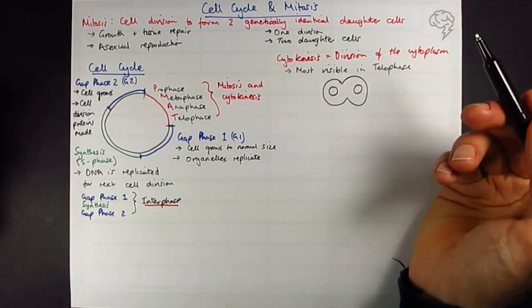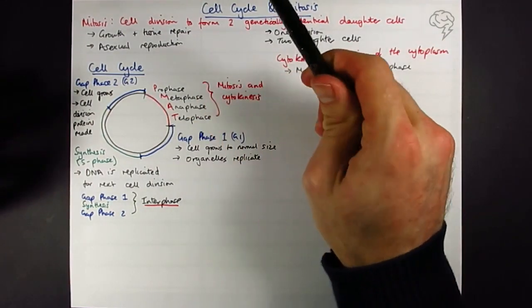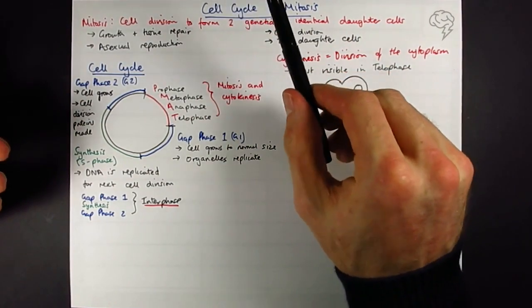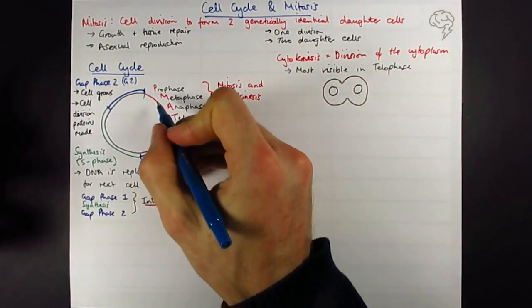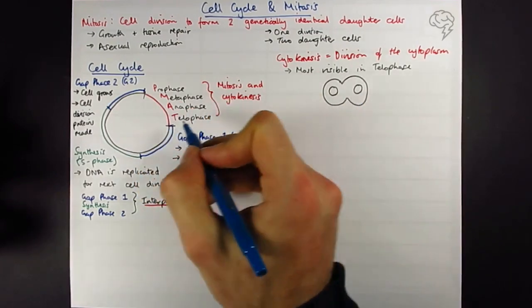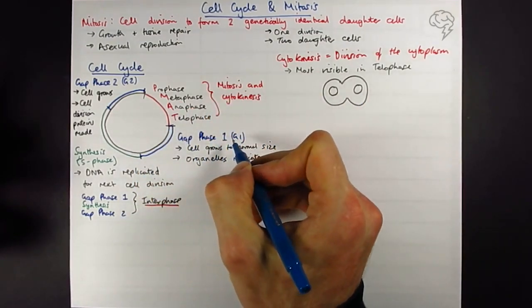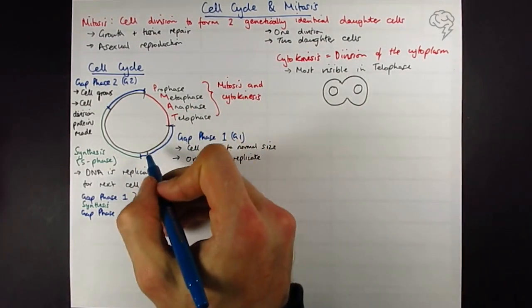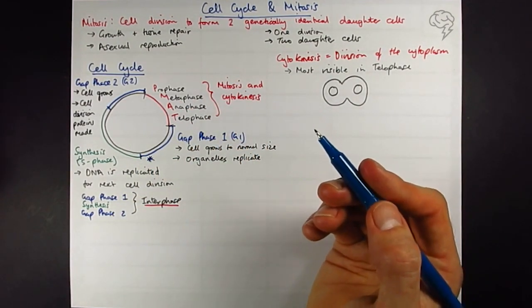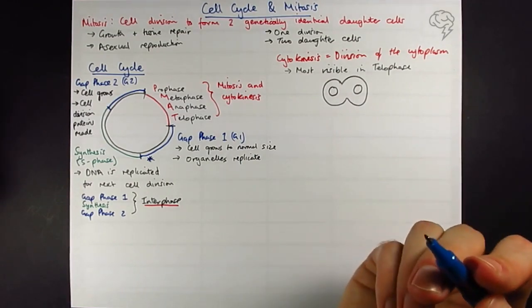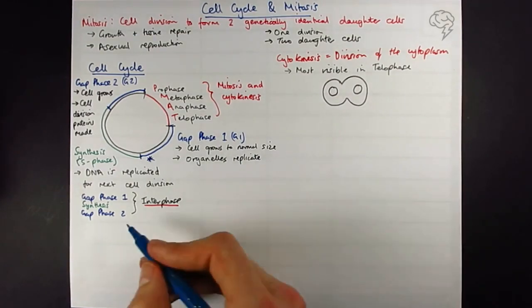Okay, so how is this regulated? This is regulated by what we call checkpoints. So let's say the cell has just finished dividing. We've got two new cells. They enter gap phase 1 or G1. Well, at the end of G1, I'm going to put an asterisk in blue. And this is a checkpoint. So we call this the G1 checkpoint.